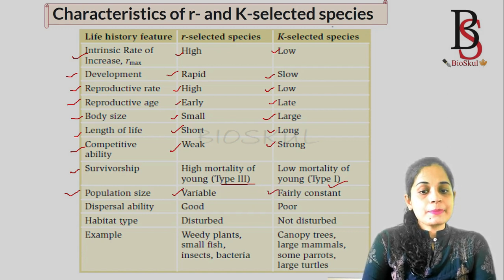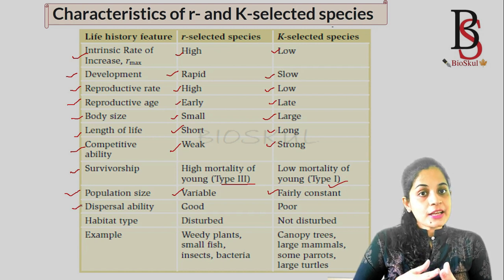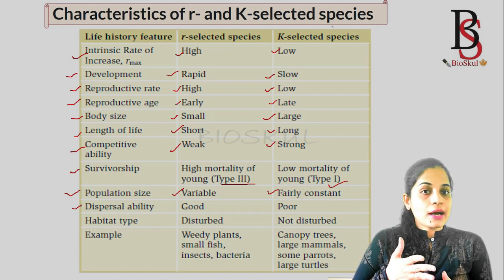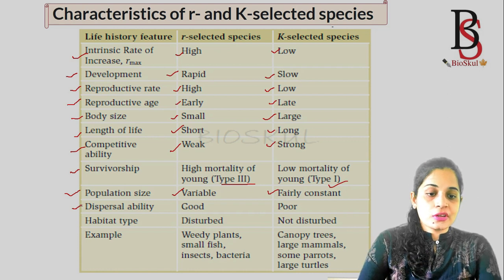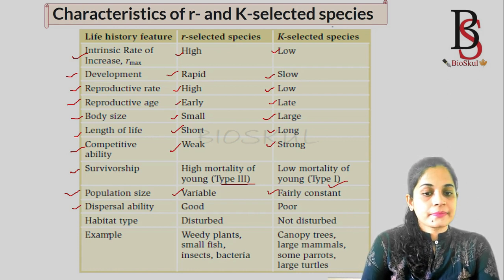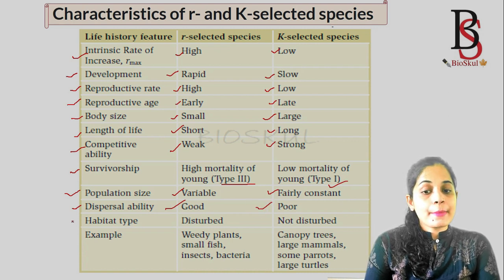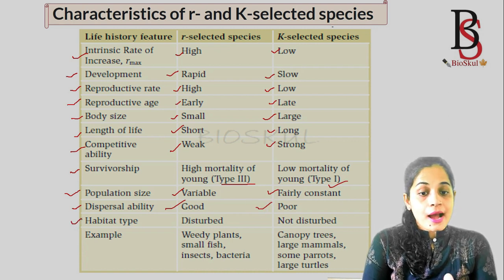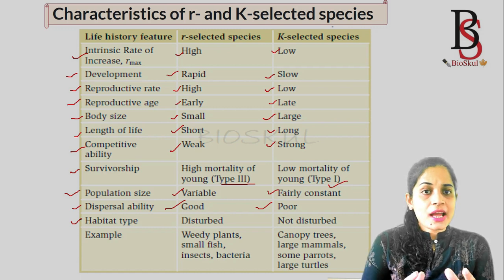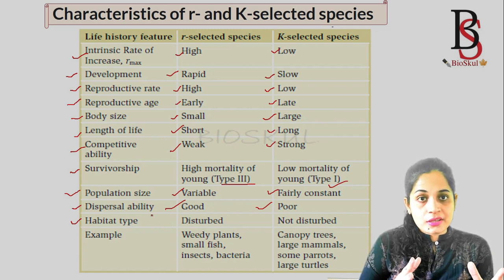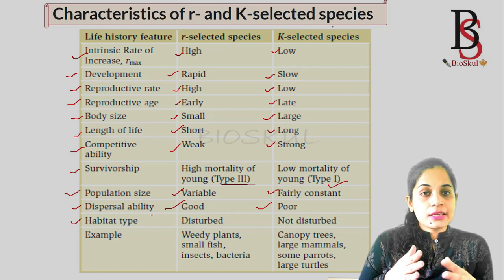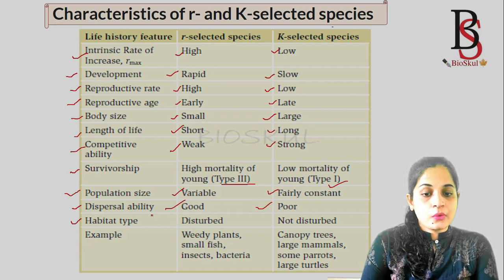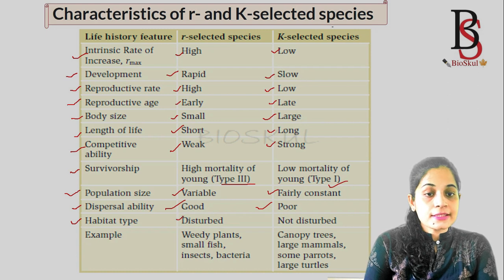Next is the dispersal ability. The dispersal ability is good in case of the R selected species as compared to the K selected species. And the next one is habitat type. R selected species don't have a constant environment. The environment is unstable and disturbed, whereas K selected species live in a constant environment condition that is not disturbed.